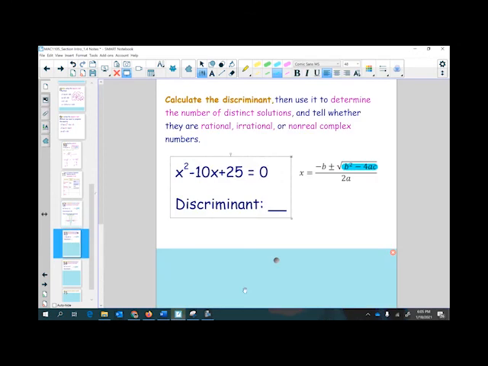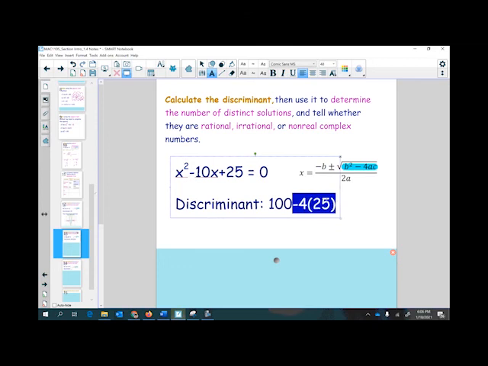Let's look at another example. If I have x squared minus 10x plus 25, what would the discriminant be? Okay, so again, we're going to just do the discriminant right here. We'll do b squared minus 4ac. So b is negative 10. Negative 10 squared would be 100. Then minus 4ac. So what is a and what is c? A is 1 and c is 25. So 1 times 25 is 25. Negative 4 times 25 is negative 100.